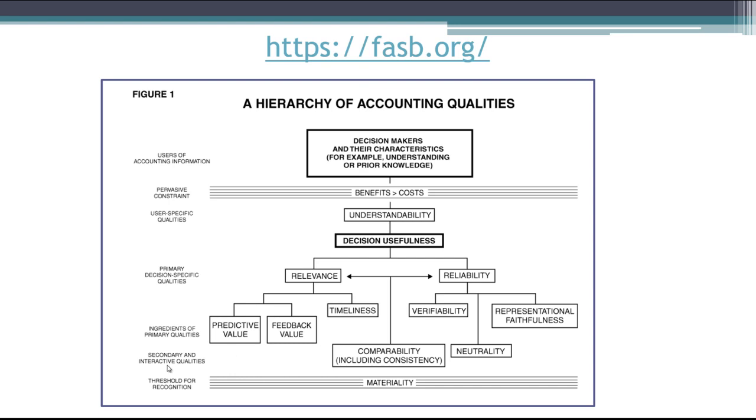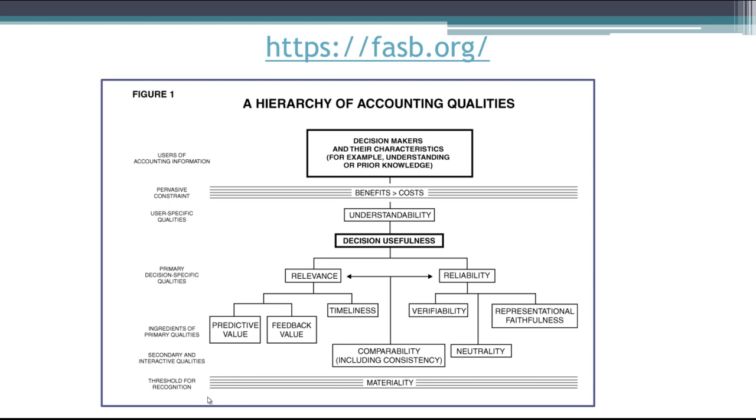A secondary quality is that it has to be comparable. So you have to have comparability, and it leads to consistency. The two go hand in hand. Again, we're going to see what each of these are in just a bit.